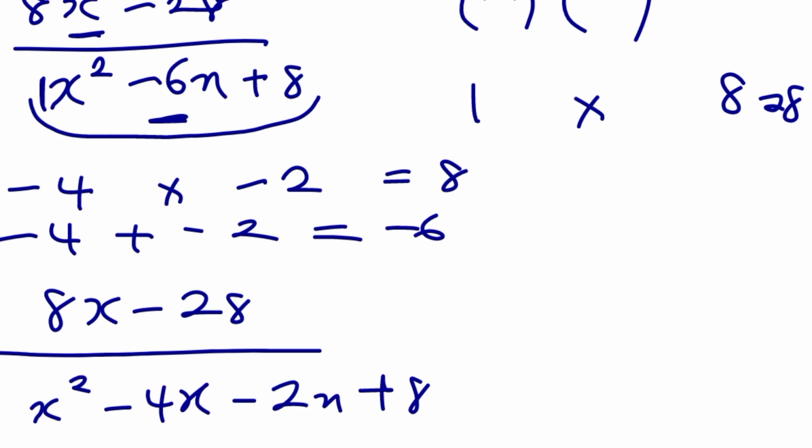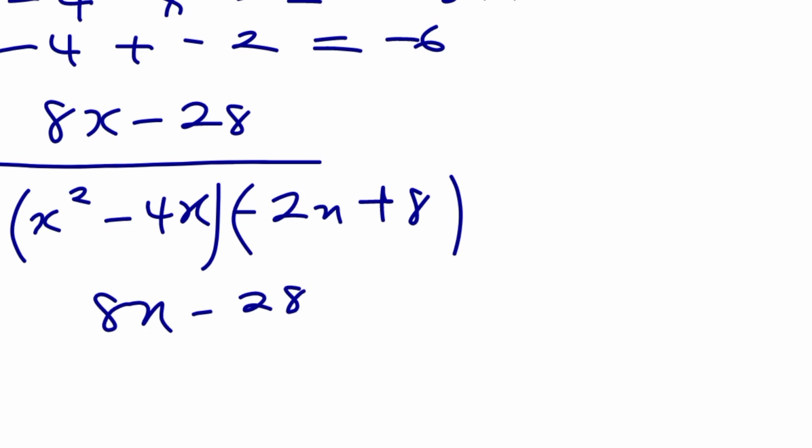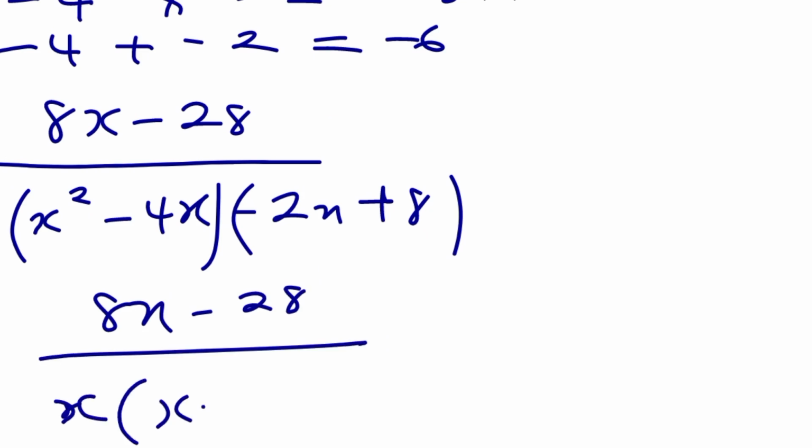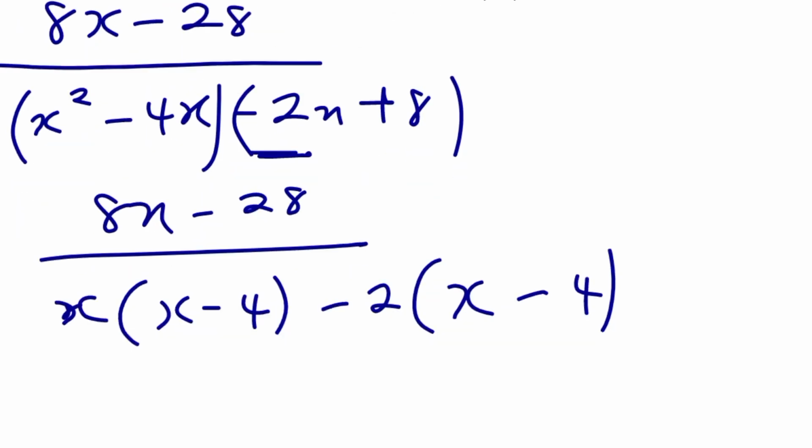So we can factorize this as this, right? So we have 8x minus 28 divided by, by factorizing the first part, x open bracket x minus 4, which is the first part. The next one is -2, open bracket, x minus 4, because -2 times x will give us -2x, and -2 times -4 is going to give us +8. So I think we're correct in that case.